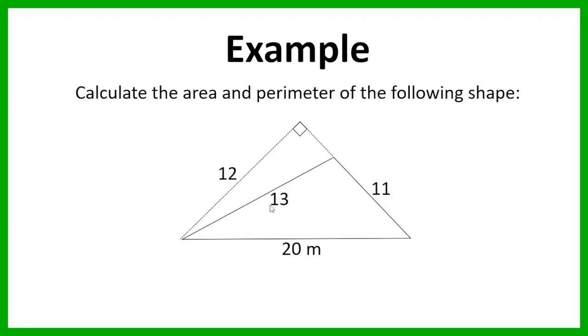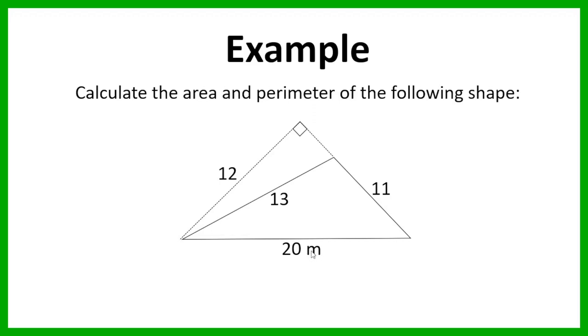So if this is meters, these will all be meters. Okay, so this over here, even though it doesn't say 13 meters, it is 13 meters. Even though this doesn't say 11 meters, it is 11 meters, because they haven't given me other measurements except for this one. So this means that they must all be in meters.